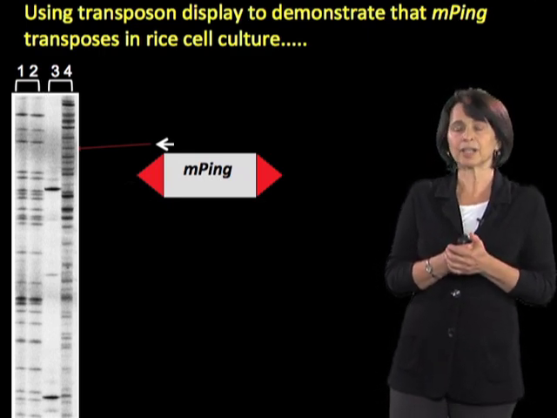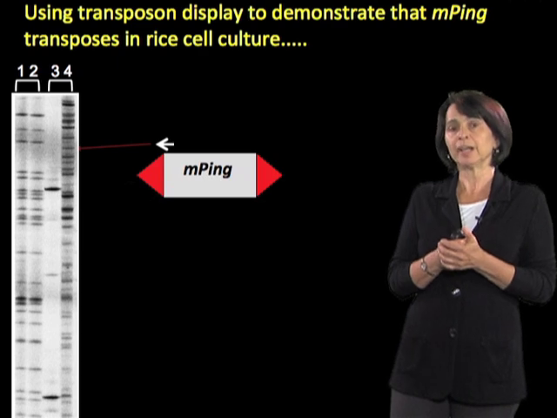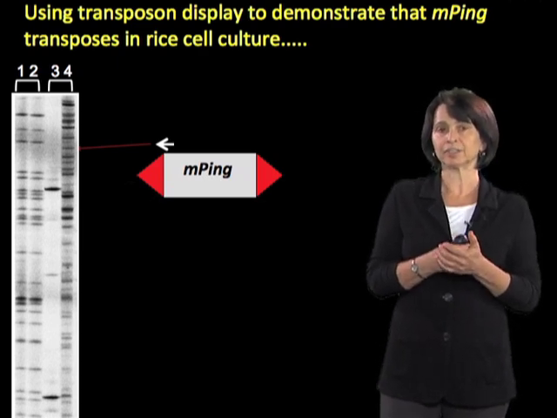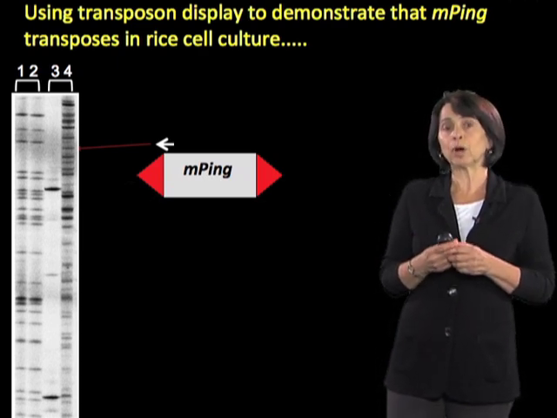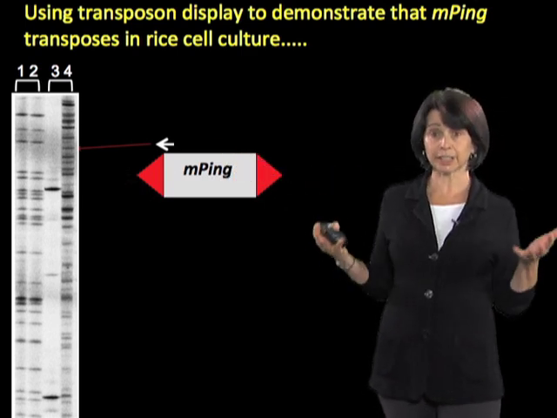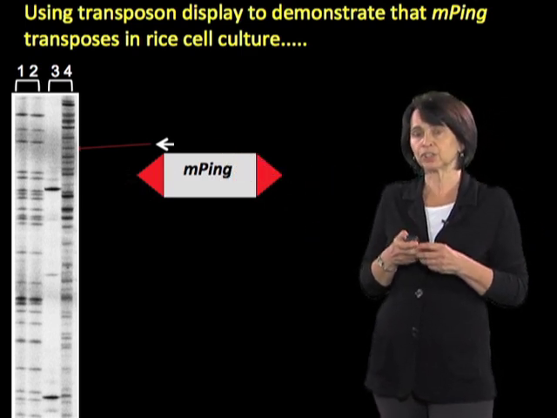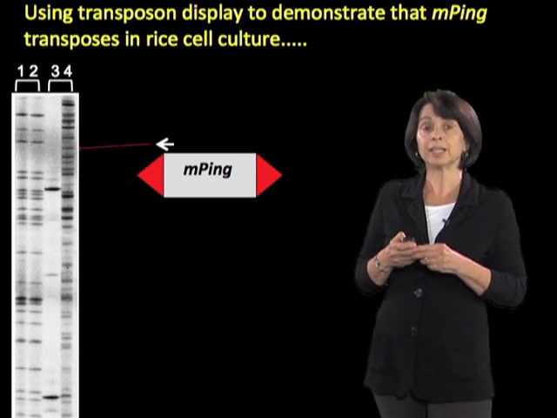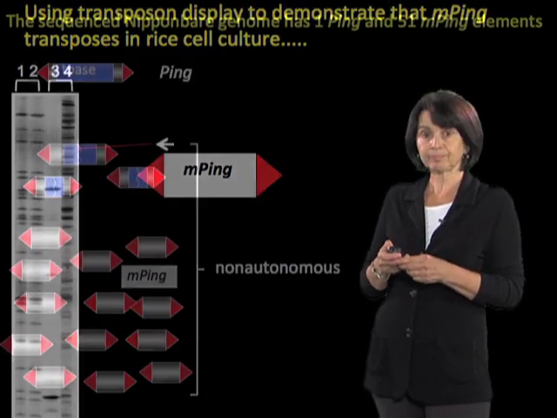And there's only a couple of copies of Emping in that strain. However, after cell culture, there's hundreds of copies. So what we can actually do is cut out those bands, re-amplify them and sequence them and determine the position of insertion of Emping in the cell culture DNA.